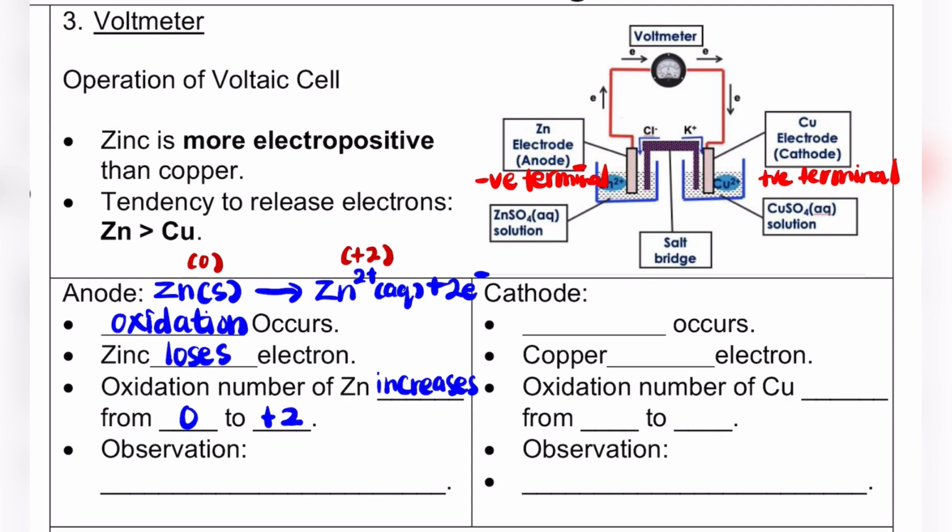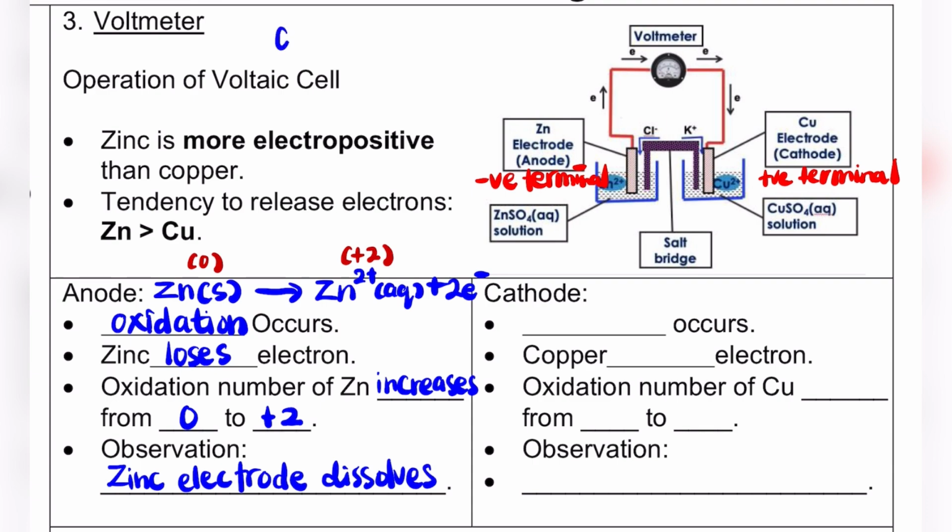The observation that you can see, our zinc electrode will dissolve. Next, let's go for the cathode. For the cathode, our electrode is copper. So copper for the cathode is the reduction process. Reduction is gaining, OIL RIG.